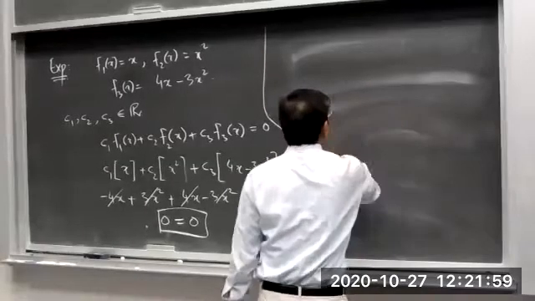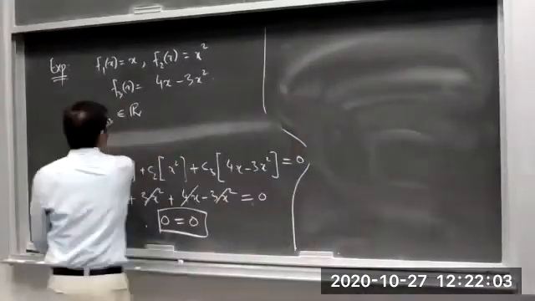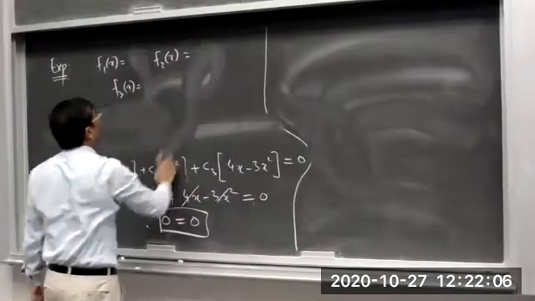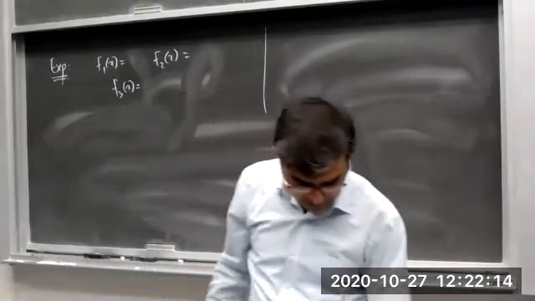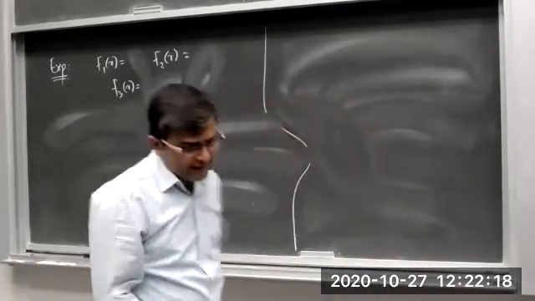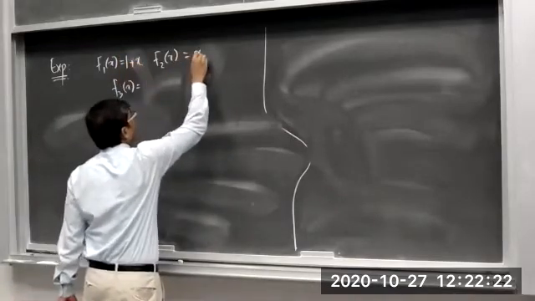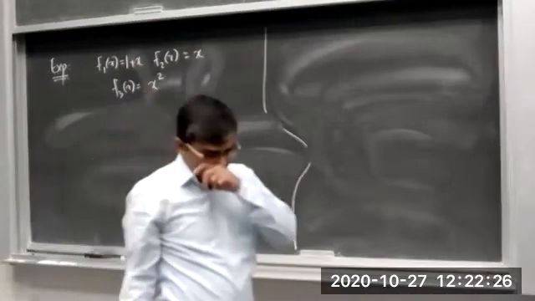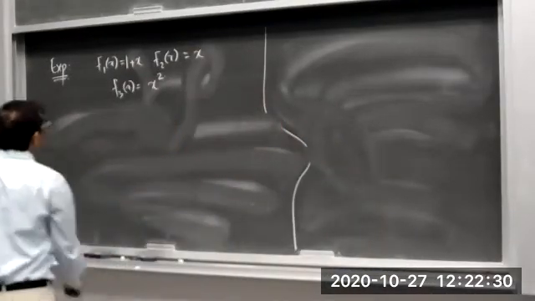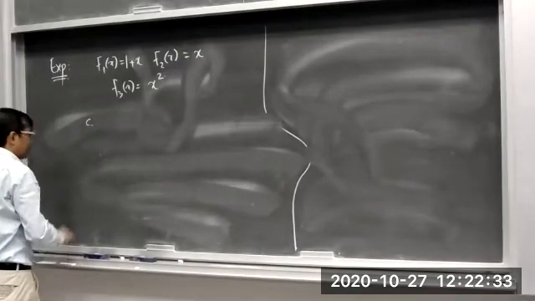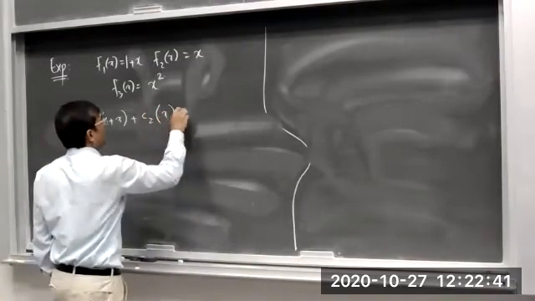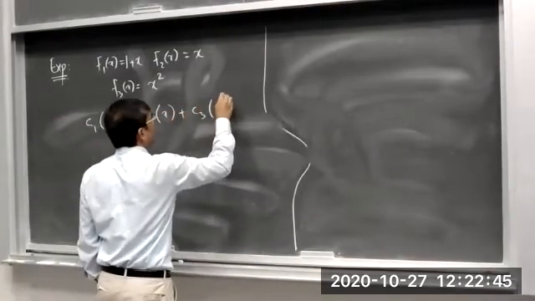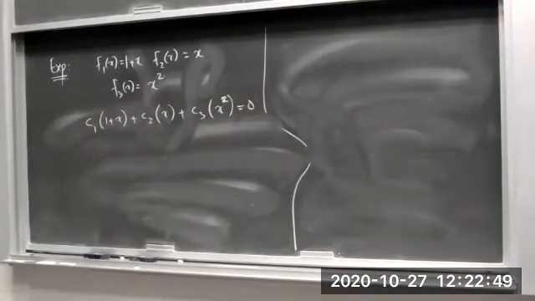Let me give another example in which we can prove that the functions are linearly independent. For example, this one: 1, 1 plus x, and x squared. These are three functions. We need to prove that these functions are linearly independent. What we do, we start with the same equation, c1 f1 of x plus c2 f2 of x plus c3 f3 of x, and we put it equal to 0. And we try to find the values of c1, c2, c3.